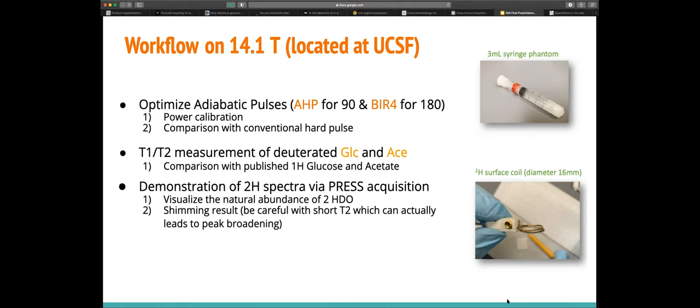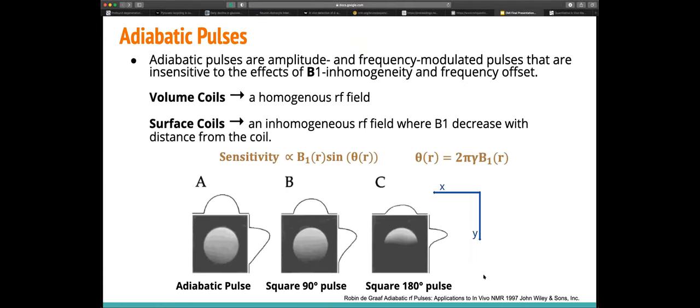Okay, next slide. So I mentioned that we were focusing on adiabatic pulses, and the reason is that these pulses are amplitude and frequency modulated pulses that have an advantage of being insensitive to the effects of B1 inhomogeneity and frequency offset, which is super important given that we're using a H2 surface coil. And again, surface coils produce highly inhomogeneous RF fields where B1 decreases with distance from the RF coil. And this is the opposite of what you would expect in volume coils, which are generally very homogeneous.